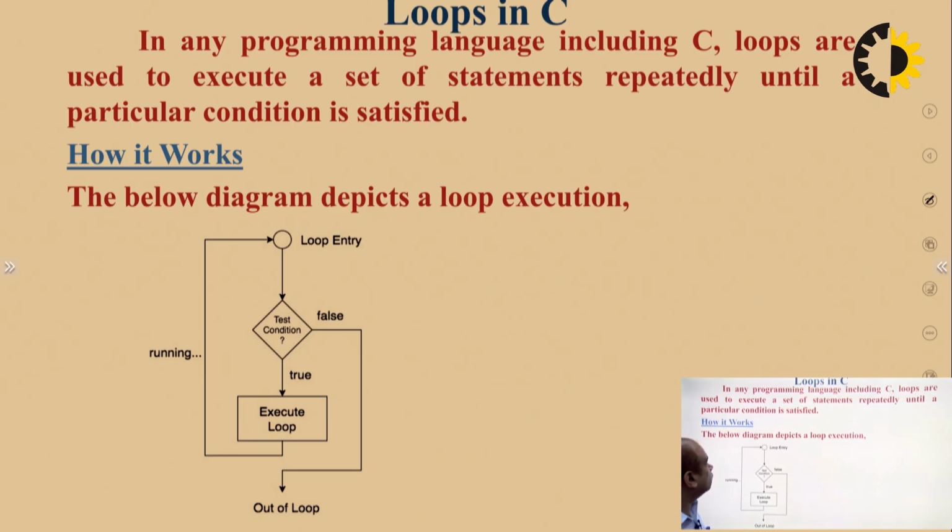So next is our loop. In any programming language including C, loops are used to execute a set of statements repeatedly until a particular condition is satisfied. How does it work? The following diagram depicts the loop execution. Earlier was an unconditional loop, here it is a conditional loop. So loop entry is here, and a condition will be tested. If the condition is true, then it executes the loop body. Otherwise, in case of false, we go outside the loop, and this body will be executed until the condition is satisfied.